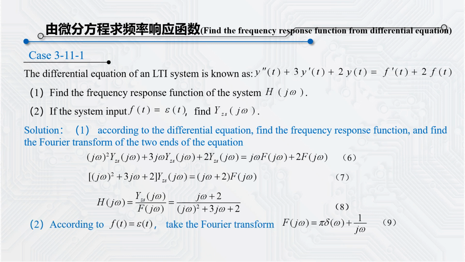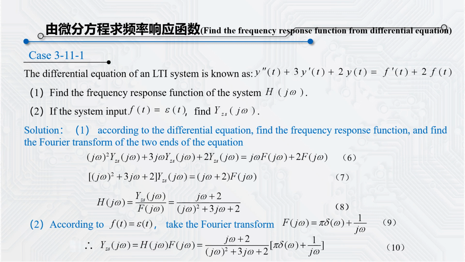Let's look at the second question. Because the input f(t) of the system is equal to ε(t), and we solve the Fourier transform of ε(t) as shown in Formula 9. That is to say, F(jω) is equal to πδ(ω) + 1 over jω. Then according to Formula 8, we can get the output of the system Yzs(jω) is equal to H(jω) times F(jω), as shown in Formula 10.